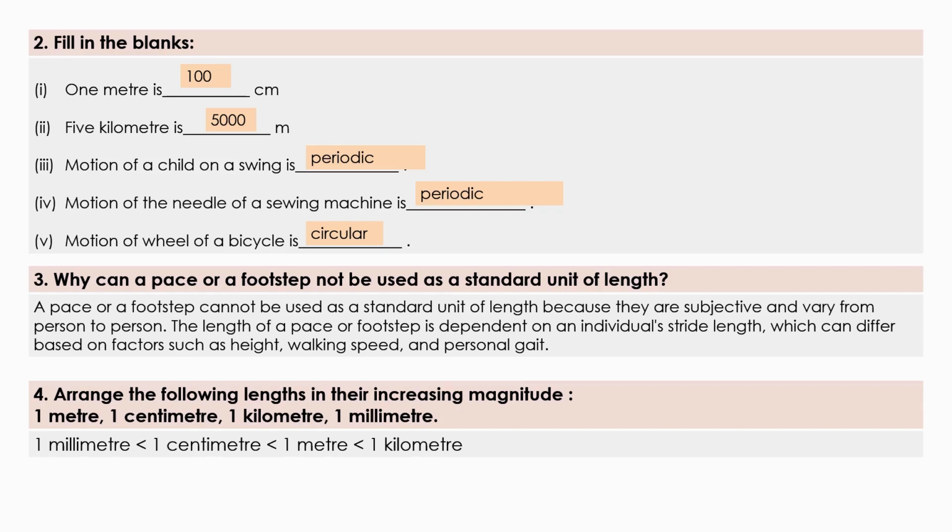Arrange the following lengths in their increasing magnitude: 1 meter, centimeter, kilometer, and millimeter. So, 1 millimeter is lesser than 1 centimeter, which is lesser than 1 meter, which is lesser than 1 kilometer. So, this is the sequence.